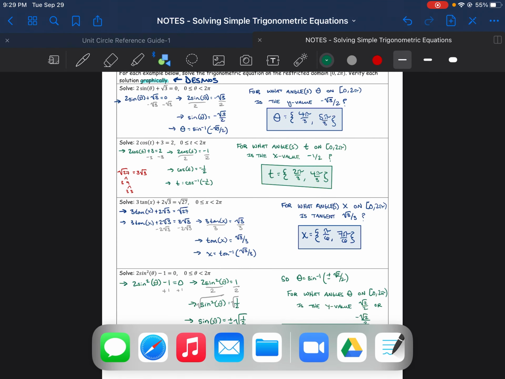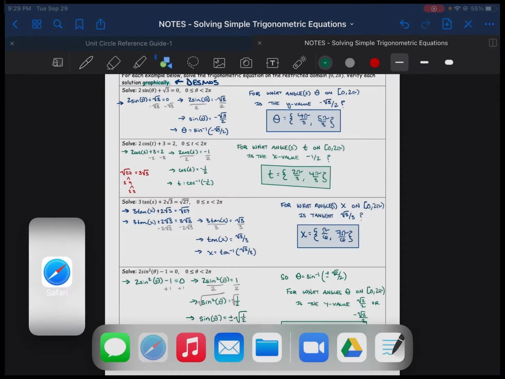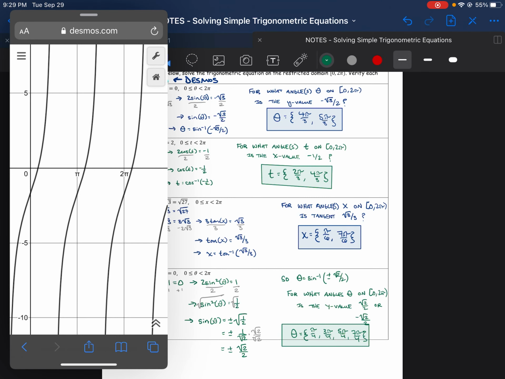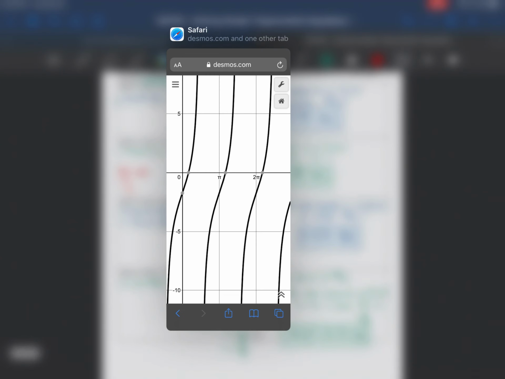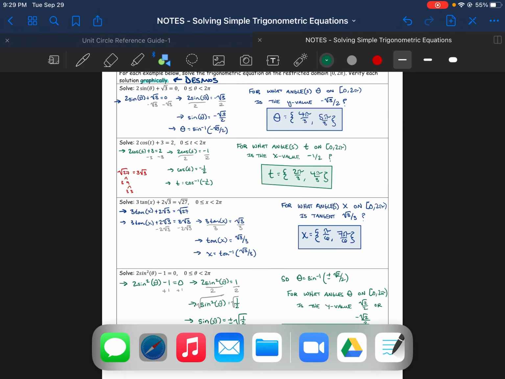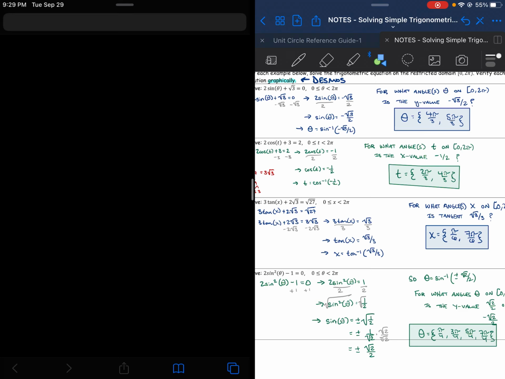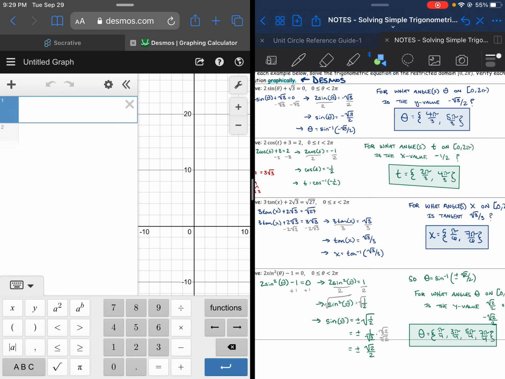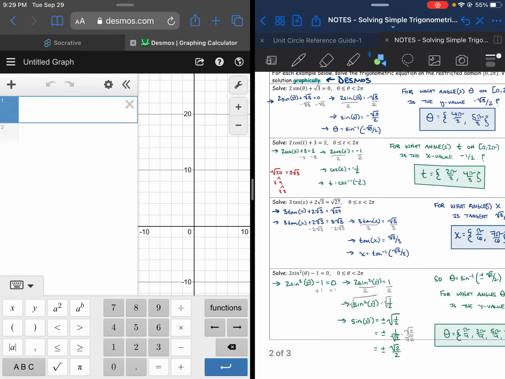All right, so checking this one, again, always a good idea to check our answers using Desmos here. There we go. I don't think it's going to reset it. Yep. All right, well, that's fine.